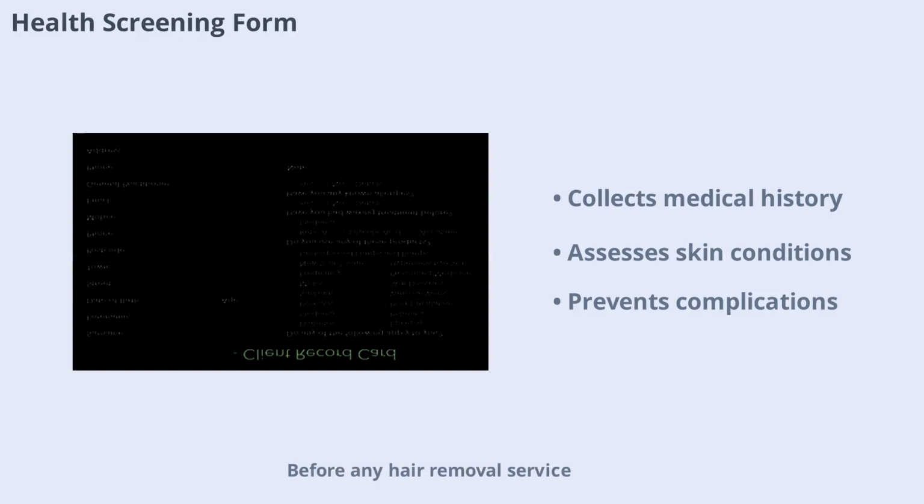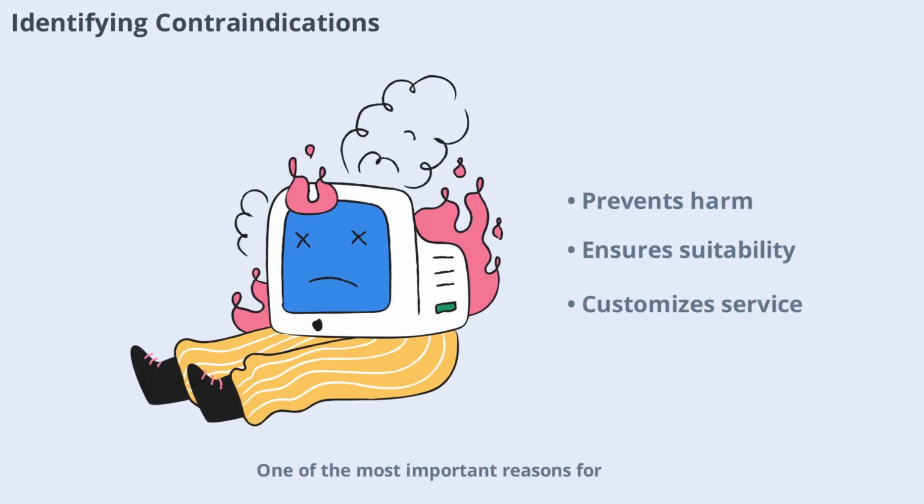Before any hair removal service, every client should complete a health screening form. This form gathers important information about their medical history, skin conditions, and any recent treatments. Fig 1 shows an example of such a form. By reviewing this information, you can determine if the client is a suitable candidate for hair removal. Always ensure the form is filled out accurately and completely, as this is your first line of defense against potential complications.